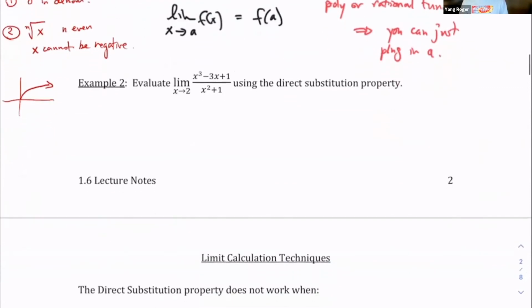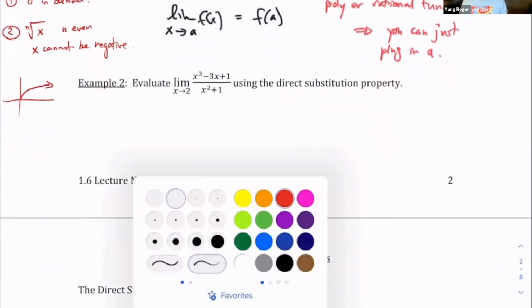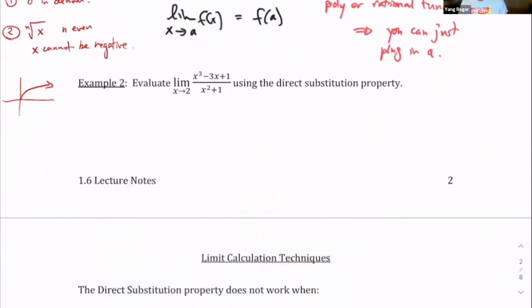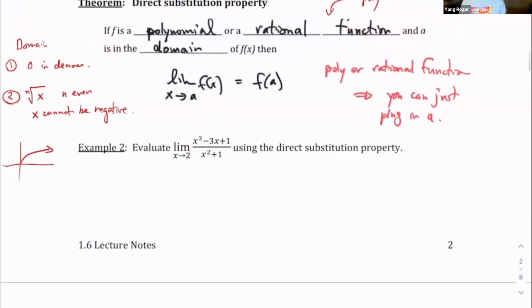So let's take a look at example 2 real quick. When I take a look at example 2, this is a rational function because it's a polynomial divided by a polynomial. And I can see that the denominator is never going to be 0 because it's x squared, which is a positive number, plus 1. So there's no way we can get a 0 here. So that means I can just take this 2, plug it in using the direct substitution property, and then evaluate that limit easily.